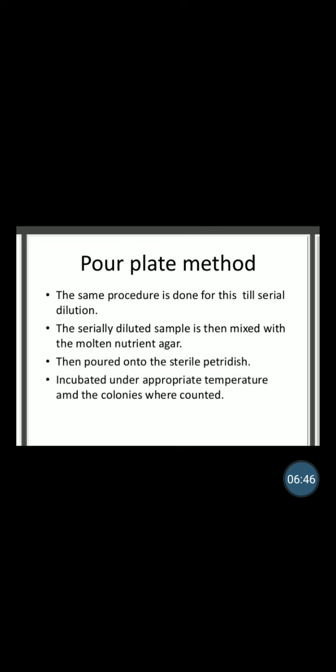Next, pour plate method. The same procedure is done for the serial dilution. Then the serially diluted sample is mixed with molten nutrient agar. Then it is poured into the sterile petri plate.